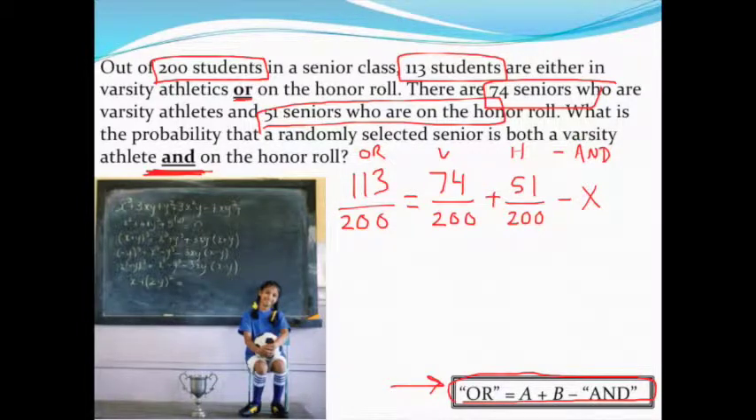Well, I suppose I could have done this without the 200 in the bottom, which I guess would have made it easier to subtract. But at this point, I'm just going to use a calculator and subtract each of these numbers from 113 over 200.